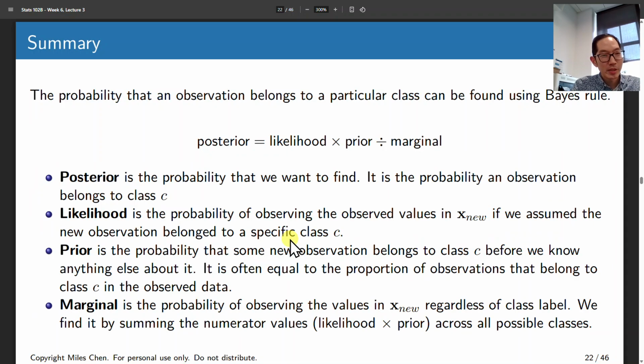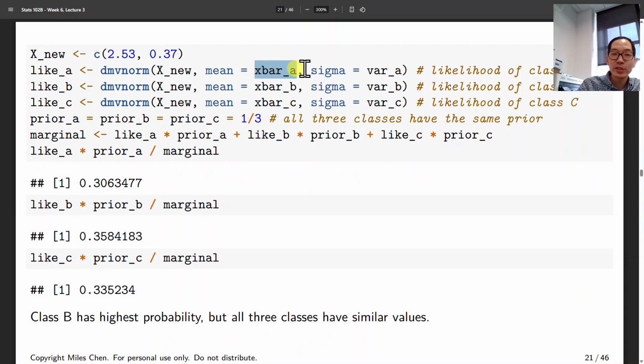Okay, so in summary, we calculate our posterior probability by doing the likelihood times the prior divided by the marginal. Again, the marginal is there to ensure that all of our posterior probabilities add up to 1. And the likelihood is, hey, what is the probability of getting our observed values if we assumed it belonged to class C? And you assume it belongs to class C by plugging in your estimated values for the mean and sigma for that particular class, class A or class B or class C.